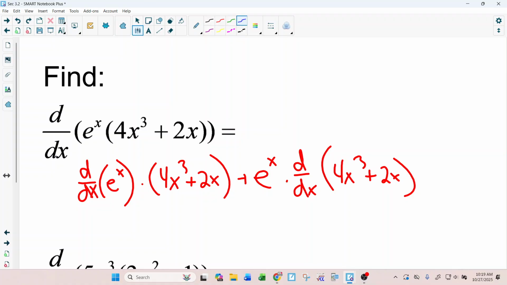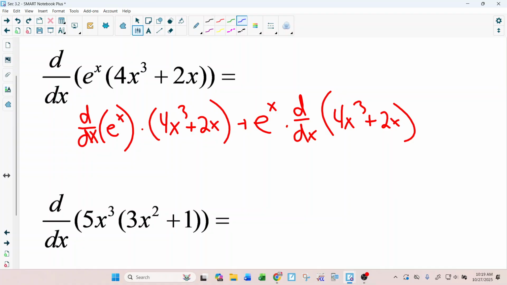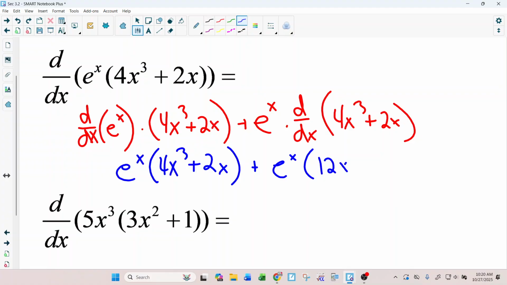Now what you're thinking about is, what is the derivative of e to the x? You said it a second ago. The derivative of e to the x is just e to the x. It's the exact same thing. The derivative of e to the x is just e to the x plus e to the x times 12x squared.